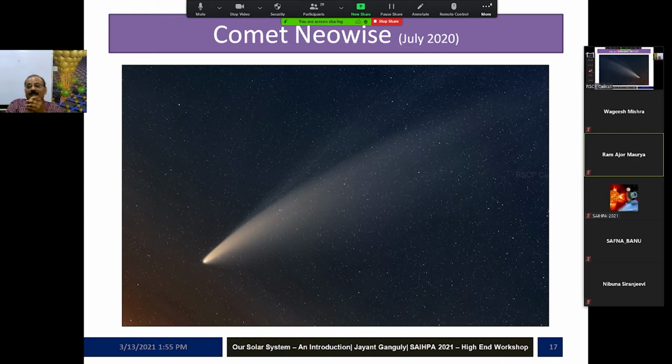Next are the comets. Comets are actually dirty ice balls. That is what is said. A few days back, throughout the world, there was news that comet Neowise was seen in July 2020. From Calicut also it was faintly seen, though the atmosphere was not clear.